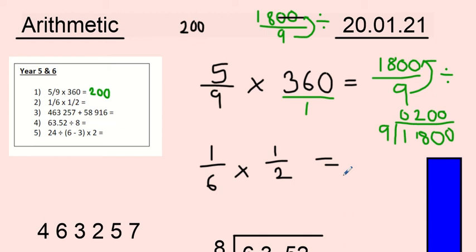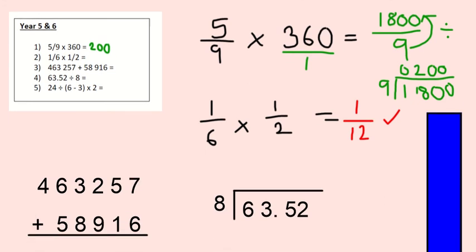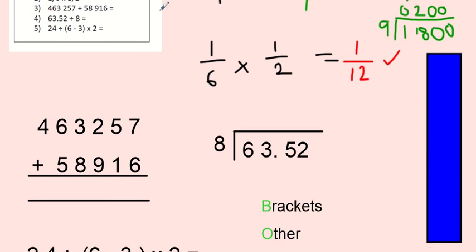You're absolutely right. We're going to start with the numerators. 1 multiplied by 1 is 1. And 6 multiplied by 2 is 12. And that fraction is in its simplest form. So we've got our answer there nice and quickly. 1/12.